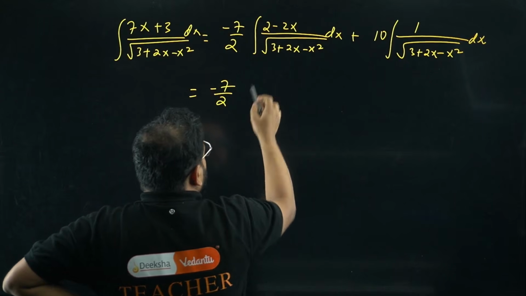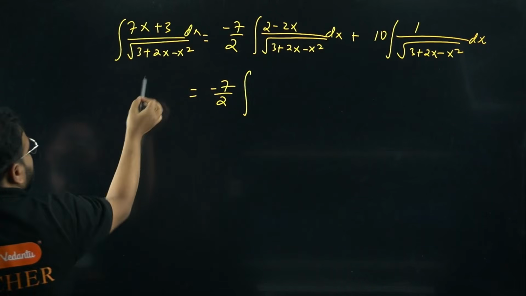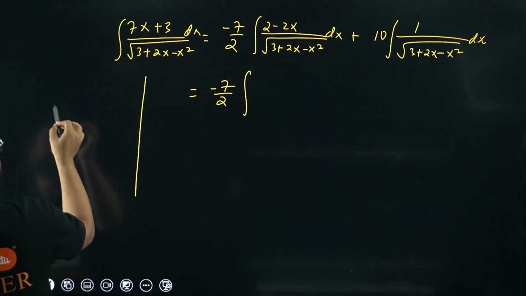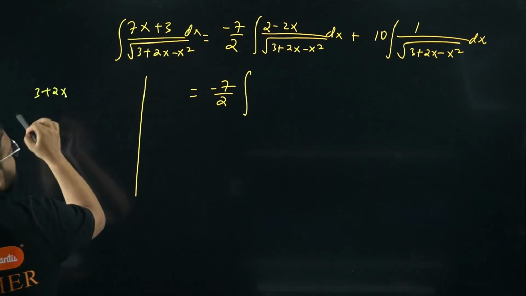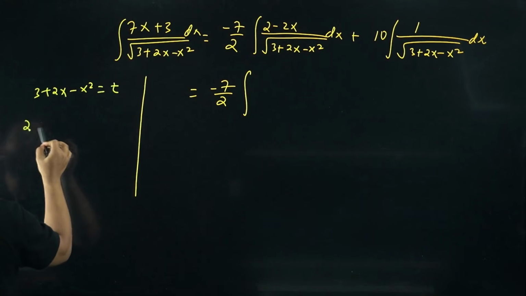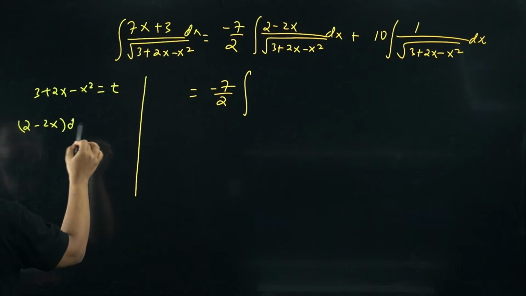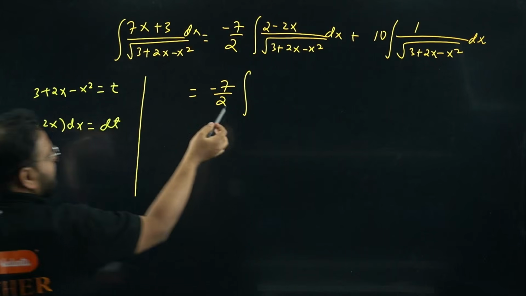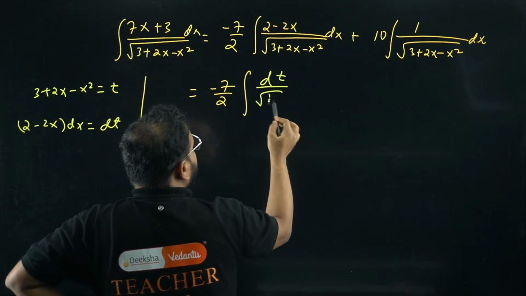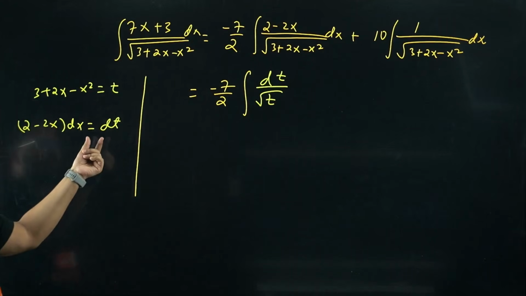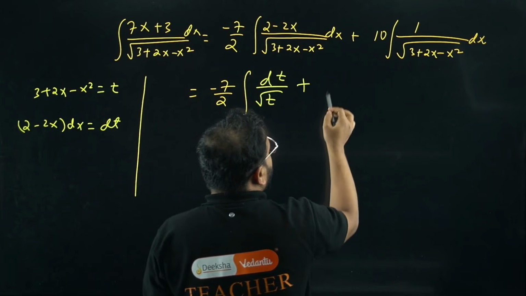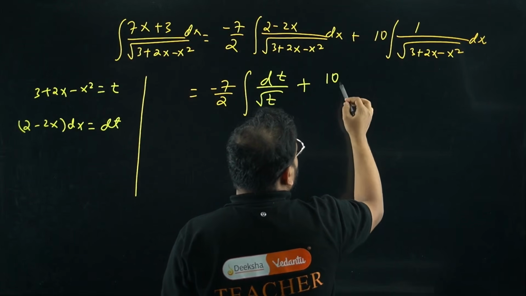Let's do one thing. We can do substitution over here. I'm using the substitution, please check. I'm taking 3 plus 2x minus x square as t. So I'll get 2 minus 2x dx equals dt. So I can write this as dt upon root t, which is dt over root t, plus 10 times, and I have to make a perfect square.